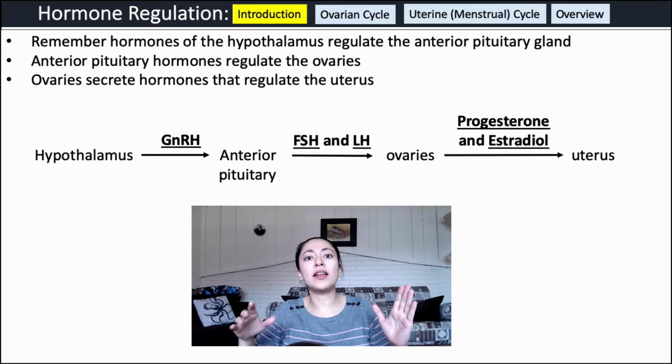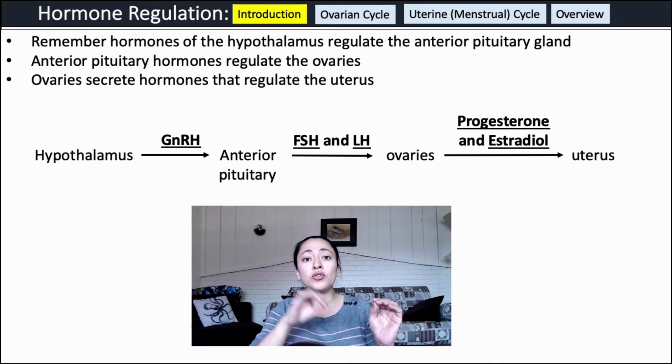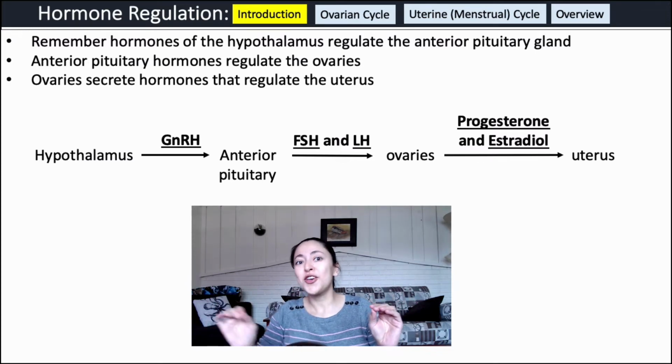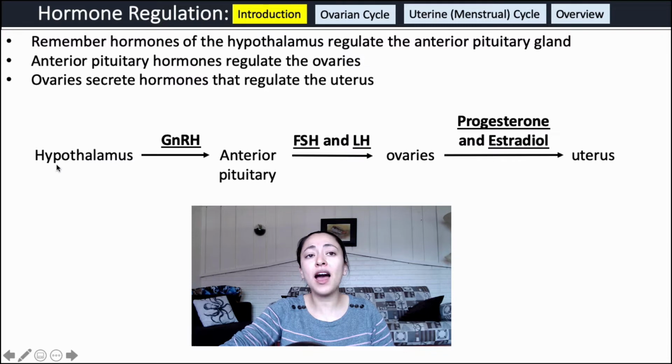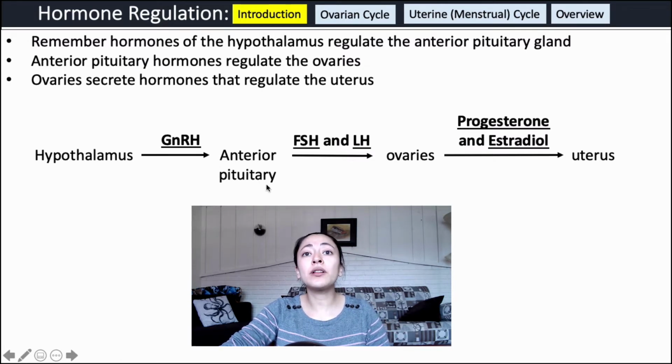So now let's step back a little bit and look at the big picture here of how different structures within our bodies are secreting hormones to communicate with other structures to eventually affect the reproductive cycle in females. So remember, the hypothalamus within the brain is secreting a hormone called gonadotropin releasing hormone. This hormone is stimulating the anterior pituitary gland within the brain. The anterior pituitary gland releases follicle stimulating hormone and luteinizing hormone.